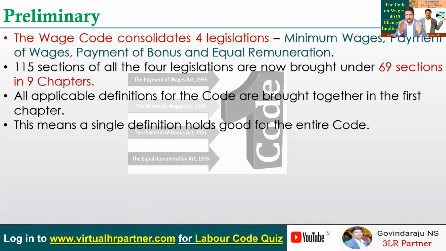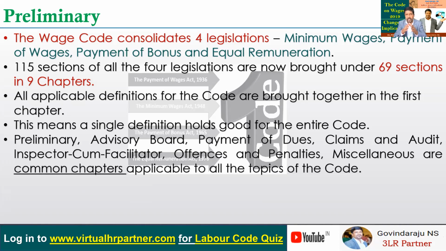If you look at the code, all the applicable definitions are brought together in the first chapter. This means a single definition holds good for the entire code and all its topics. This is similar to the other three codes as well, and the structure is maintained similarly. In the framework of the code, there are certain common chapters applicable to all the topics, which are basically preliminary, advisory board, payment of dues, claims and audit, inspector cum facilitator, offences and penalties, and miscellaneous. These are the common chapters which are relevant for all the topics.